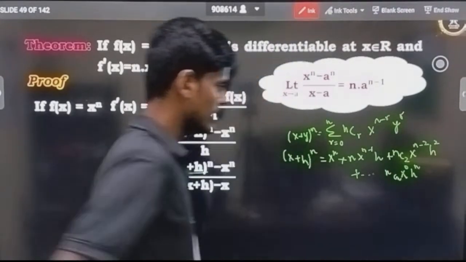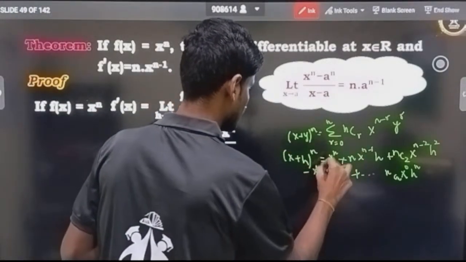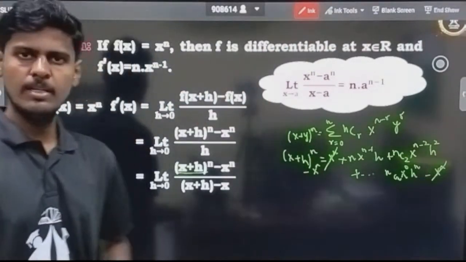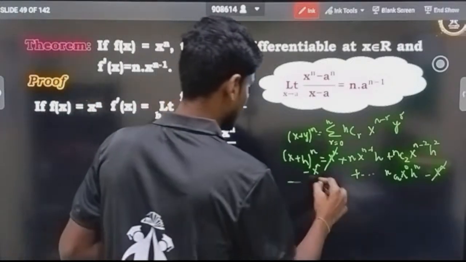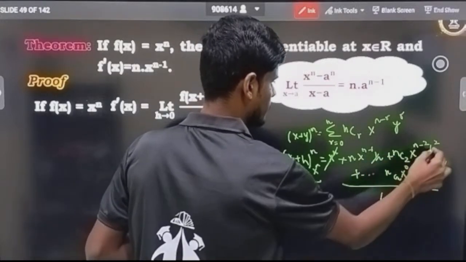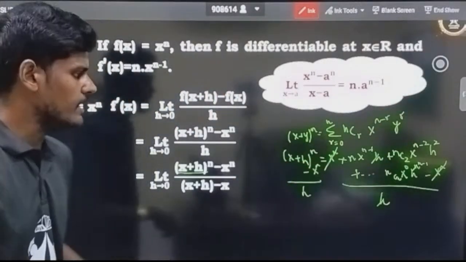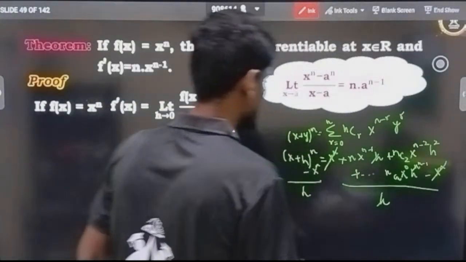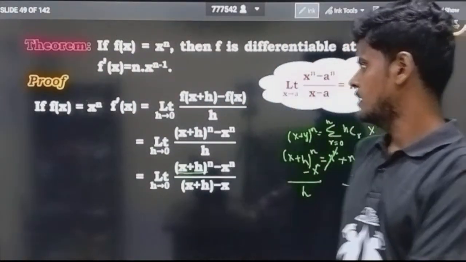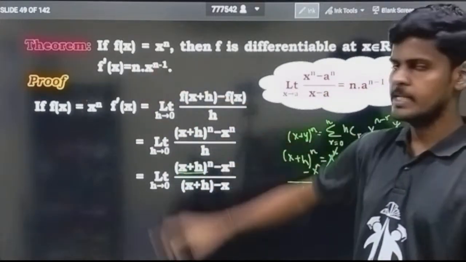The last term will be nCn, x power 0, h power n. Now, x plus h whole power n minus x power n: minus x power n means we have to subtract x power n, so these two terms will get cancelled out. Divided by h in the denominator, h will be common from each term, so we can cancel out h from all the terms. So what is the answer? The final answer is n into x power n minus 1. This limit is nothing but n into x power n minus 1. That is the formula here.